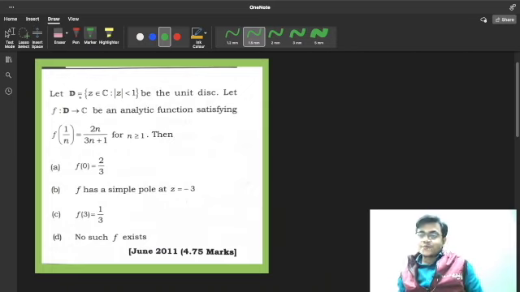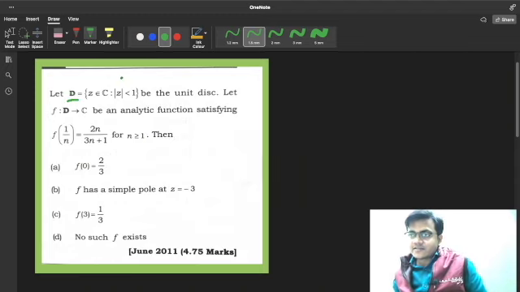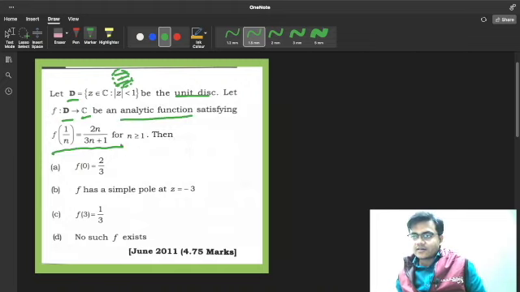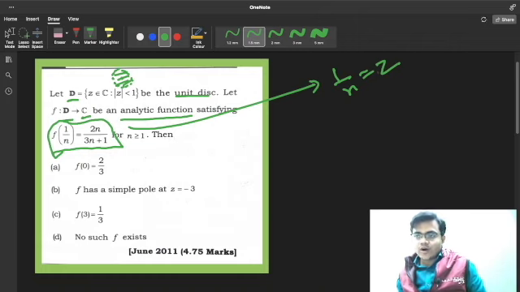Okay, version 2. You can see a domain is given. Certainly the given domain is the open unit disk, the disk like this. And f from D to C is an analytic function which satisfies this condition. Yes, we are going to write 1 by n is equal to z. Why are we going to do this? Certainly we will discuss. So you can see 1 by n is equal to z.